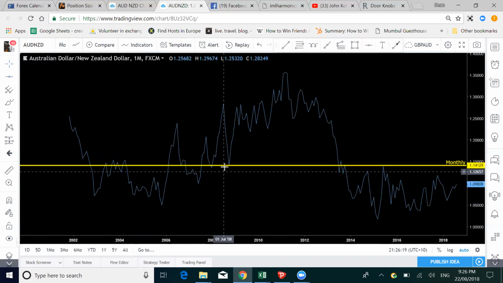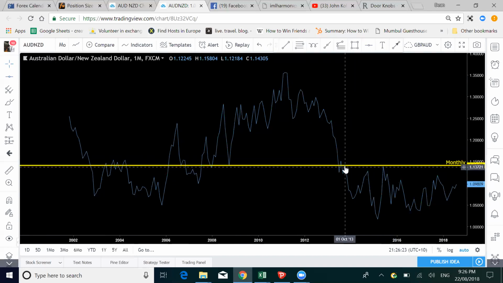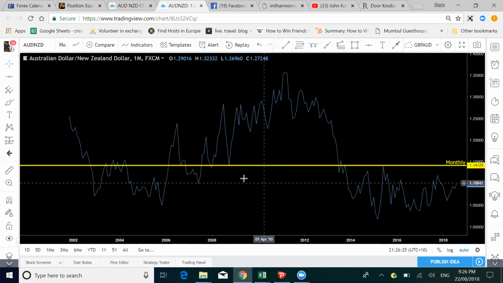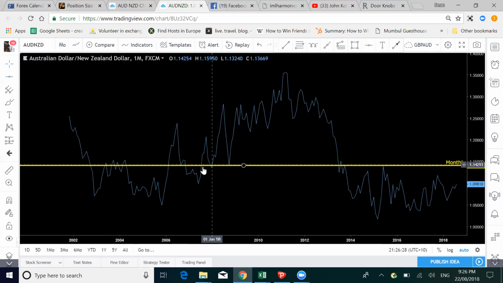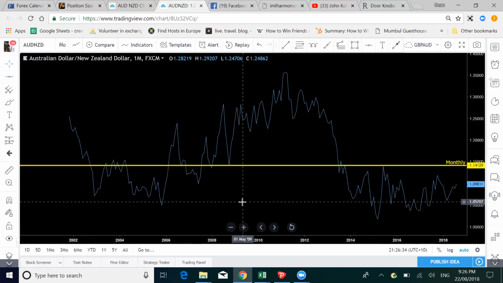Okay, now the reason why I went for this particular spot, you can see here we had a touch here. We've had a touch here. We just went slightly above it there. We had a touch here, a touch here, a touch here, and then there's multiple little touches around here. So that's the first one I really like.